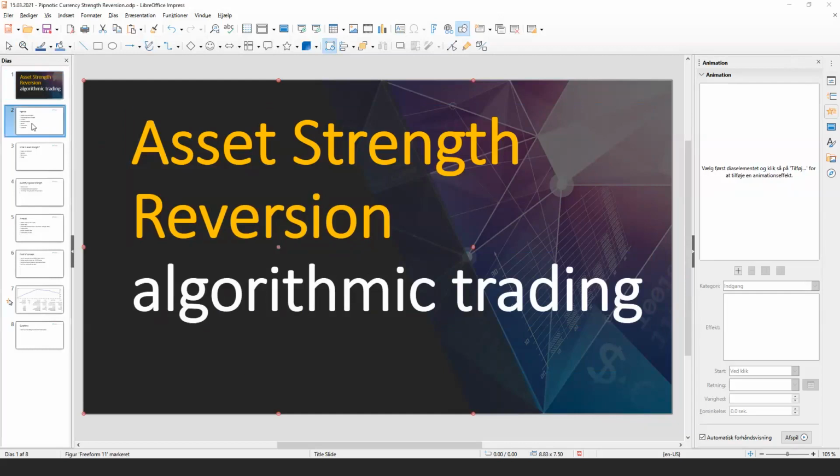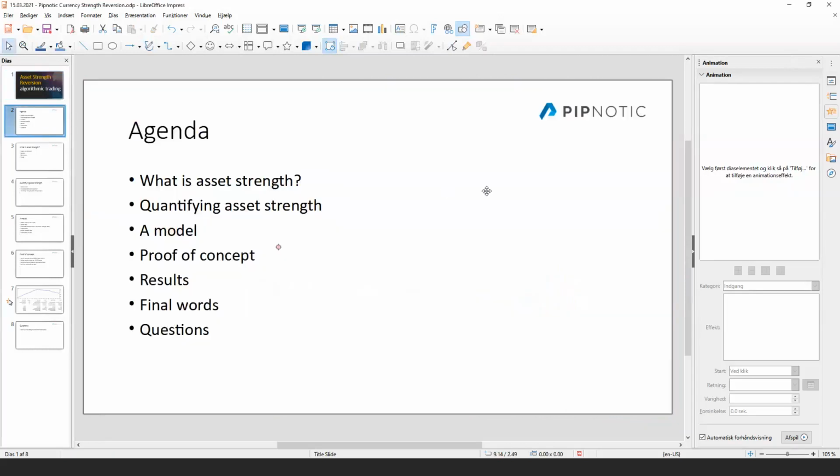So today we're going to talk about a few things. Here's the agenda. What is asset strength? Quantifying asset strength, a model, proof of concept, some results, final words, and some questions. It's a pretty short presentation, and I'm hoping that we can have some questions towards the end that we can spend some time discussing.